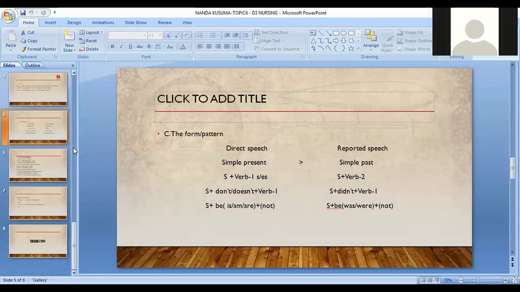C. The form or pattern. Direct speech, simple present: subject plus verb 1 plus s or es; subject plus don't or doesn't plus verb 1; subject plus be, is or am or are plus not. Reported speech, simple past: subject plus verb 2; subject plus didn't plus verb 1; subject plus be, was or were plus not.